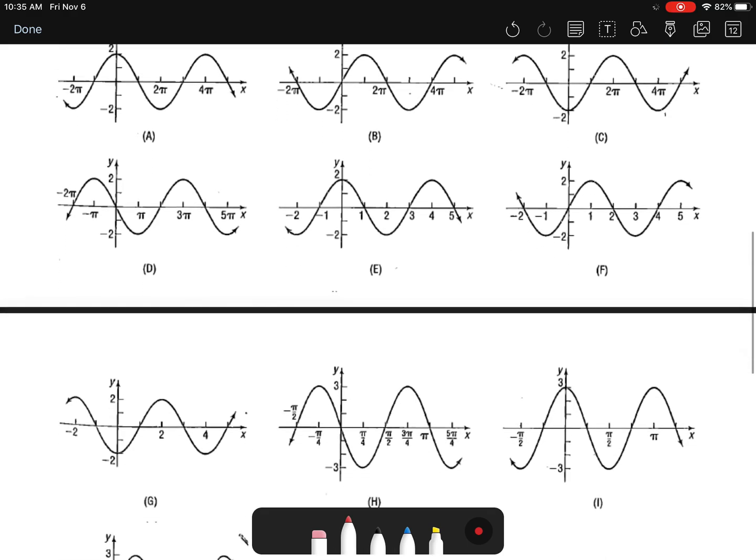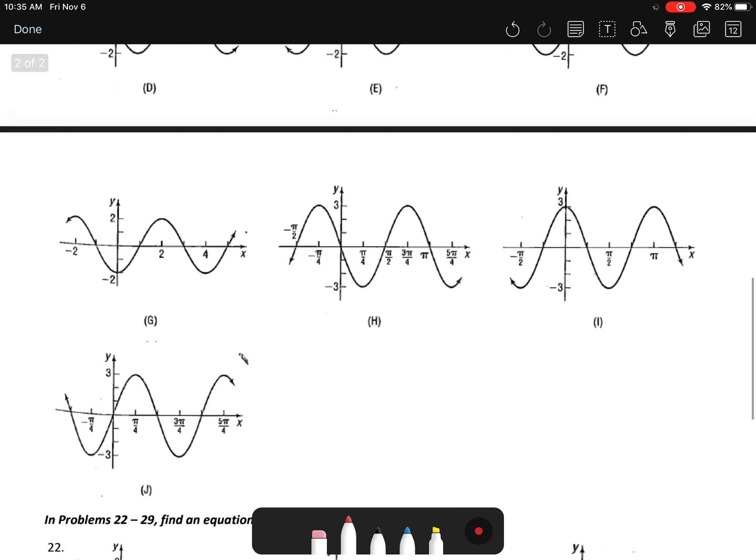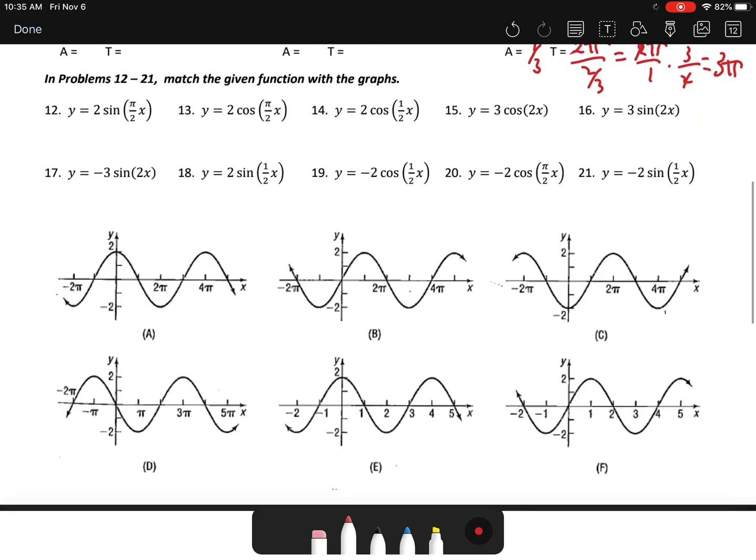Now on 12 through 21, we're supposed to match A through J with these questions and equations. There's 10 equations, and I was nice, there's 10 graphs. So let's pick A here. Let's do this first graph. Okay, well obviously it starts at 2, so we know it's a cosine and not a sine, because a sine starts at 0, like this one. This one's a sine, okay? We also know that it starts at 2, so it's 2 cosine.